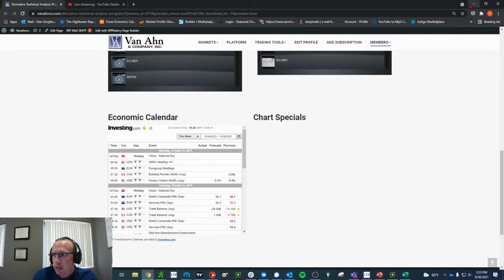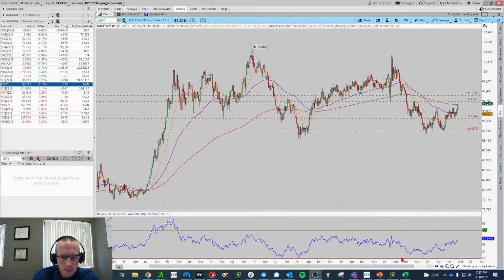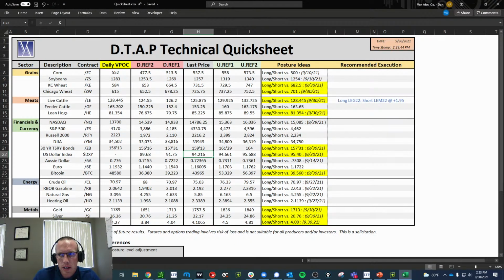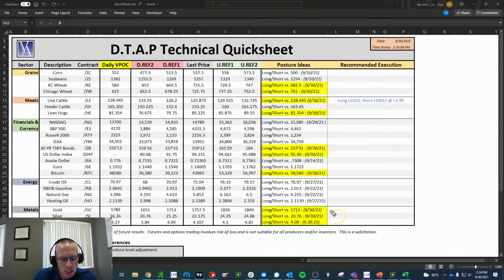So with that, we'll move on from that economic calendar, and we will go into the quick sheet. The quick sheet today, as I mentioned, has a lot of yellow highlighting for today with the posture idea changes taking place. We have 2 in grains, we have 2 in meats, we have 3 in the financial side, and then all of the metals we follow, gold, silver, and copper, all seeing posture changes today. So all in all, you're talking 10 contracts that we really just shifted posture ideas to. So some good ideas coming across the board.